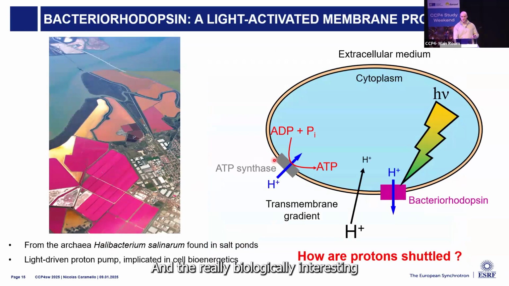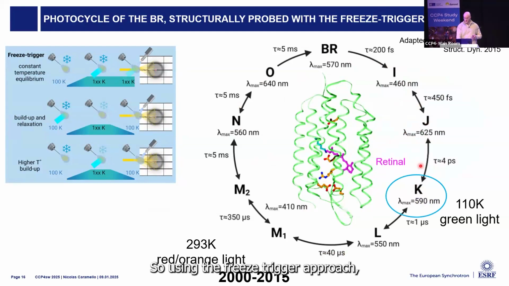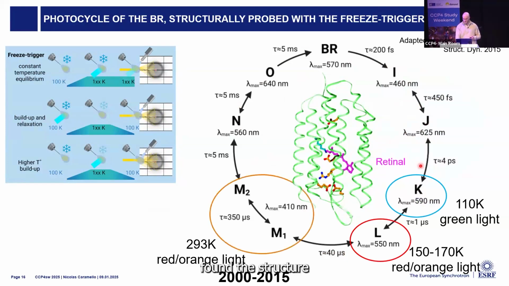And the real biologically interesting question is, how does the light cause proton shuttling? So keep that in mind. This enzyme has been extensively studied by in-solution spectroscopy, and all of these spectroscopic intermediates, I, J, K, and so on, have been identified. And the timescale at which they occur has been identified too, but the structure of these intermediates was unknown. So using the freeze trigger approach, changing the temperature, but also the wavelength of the light they used to illuminate the crystal, they gradually found the structure of all of these intermediates.